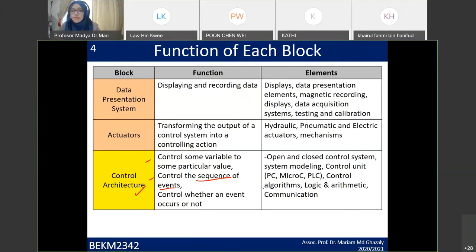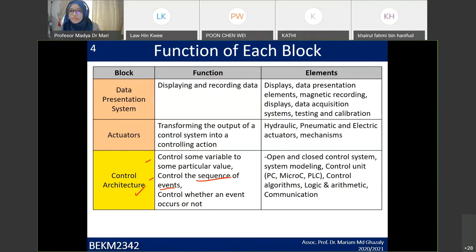Later on, you have one subject only on PLC. You will learn how to draw the flow chart, how to convert the flow chart to a sequence of events, and then how you draw the ladder diagram. All of these are very useful. PLC control is based on logic. So why do you use this PLC control?